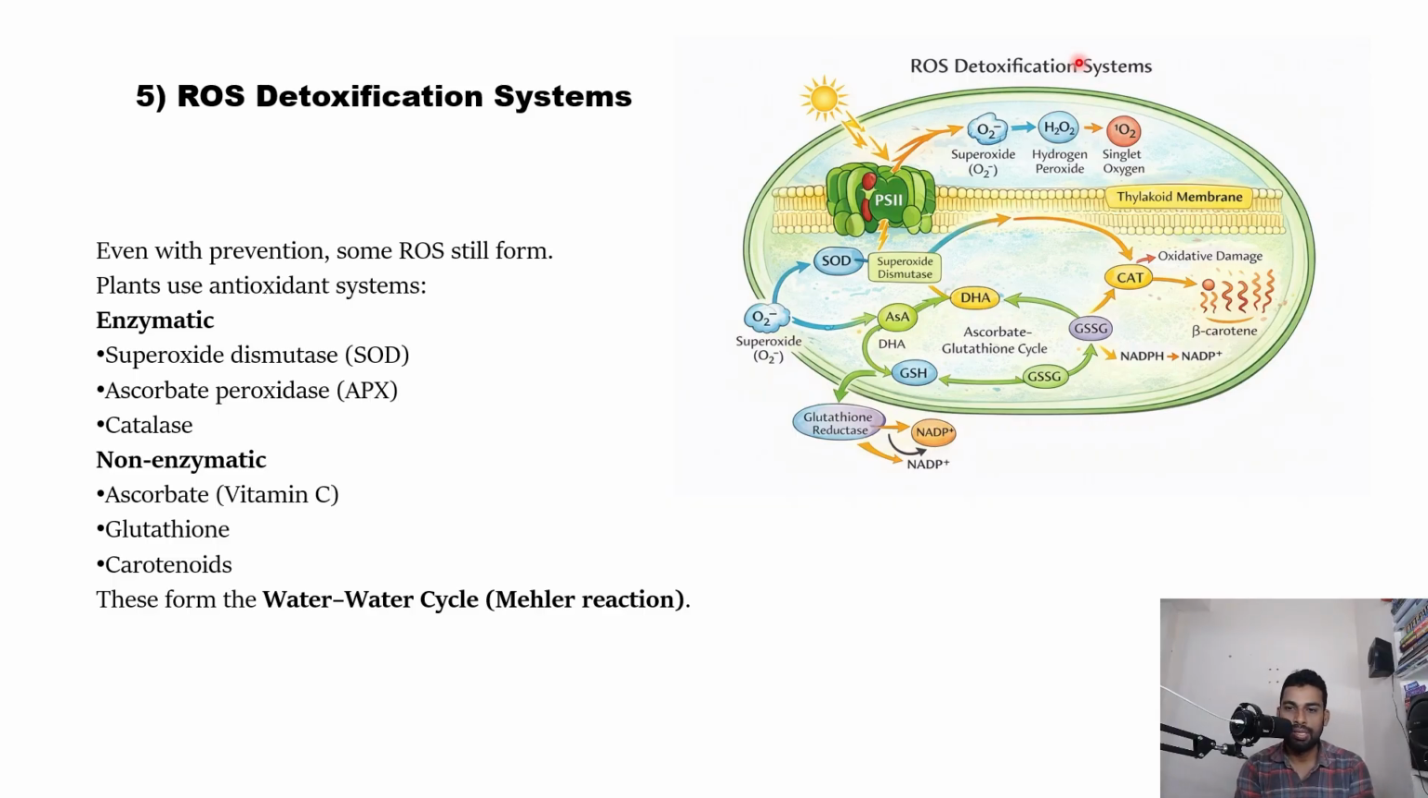Let us come to the theory part. This process happens with enzymatic actions, that is superoxide dismutase, that is SOD, ascorbate peroxidase, that is APX, and catalase. This also happens in non-enzymatic actions, that is ascorbate, that is vitamin C. Vitamin C is an antioxidant. We already know that. Glutathione, carotenoids. Carotenoids are present more in carrot. So eat carrot and have healthy cells. These form the water-water cycle. Mehler reaction. Okay. Today's lesson is completed.